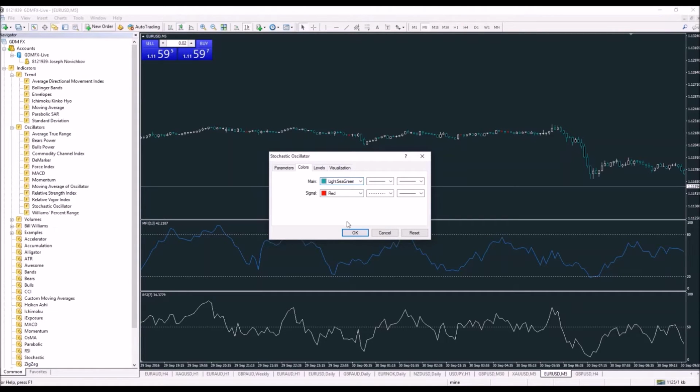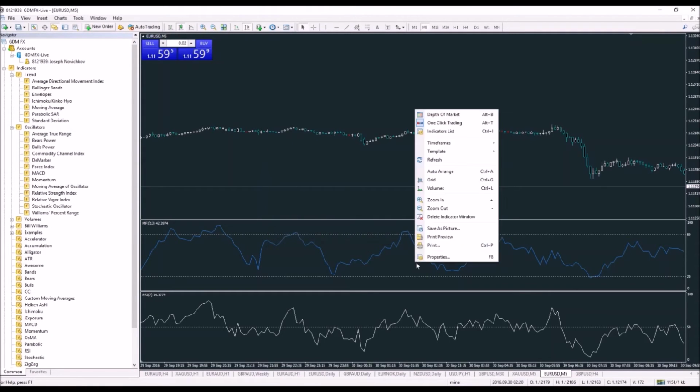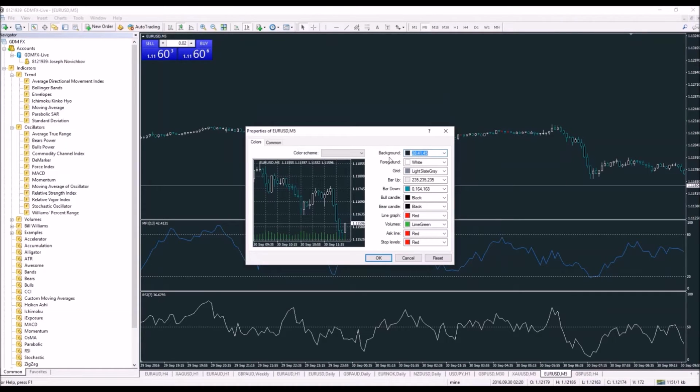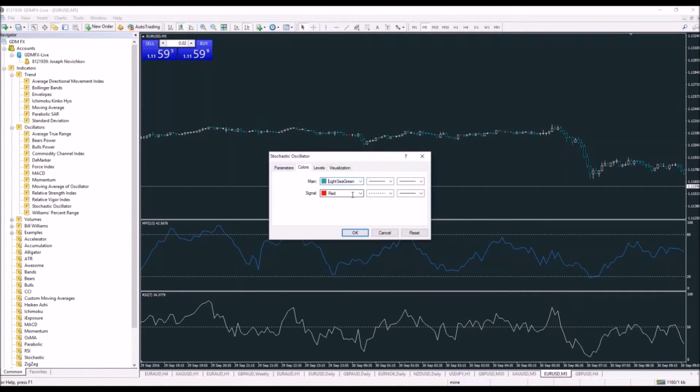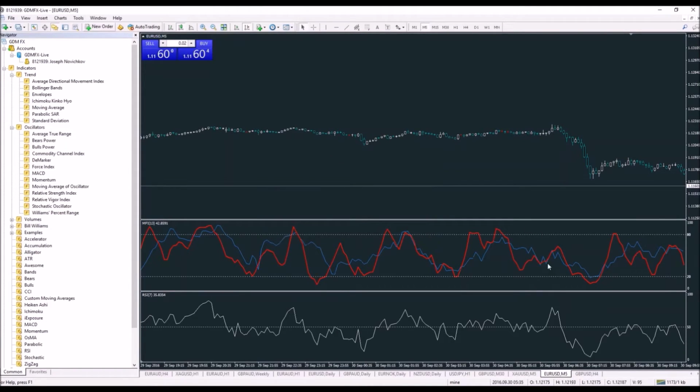Now, given the fact that we need only the main line instead of the signal line of the stochastic oscillator, I'm going to take from the properties the color of my background here and just transfer it on top of one of the lines which we don't really need, and this is the signal line. So I'm going to just paste it over here. I'm going to take the red line because it makes a better contrast with the MFI, and make it just a little bit thicker so we can see that. And you can see those curves are overlapping.